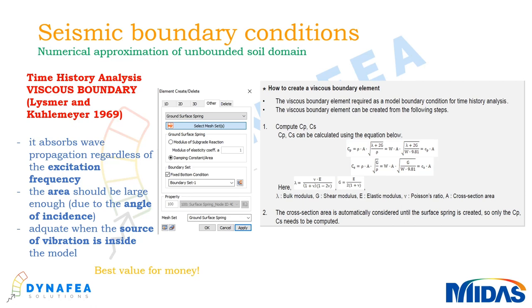And what is more, it's adequate when the source of vibration is inside the model. It's obvious because of the angle of incidence. So when it comes to the earthquakes, this viscous boundary won't be a good choice. And again, in the manual, we can find some more information about the viscous boundary.